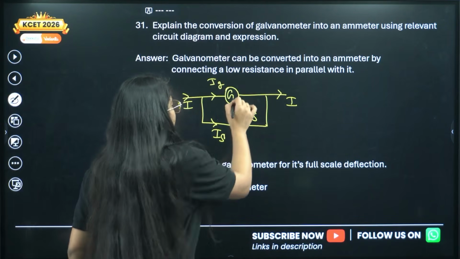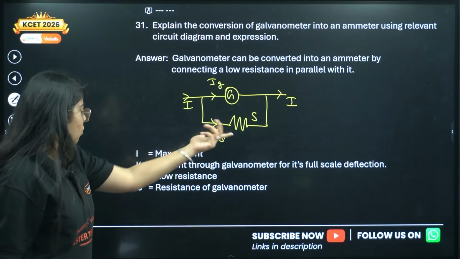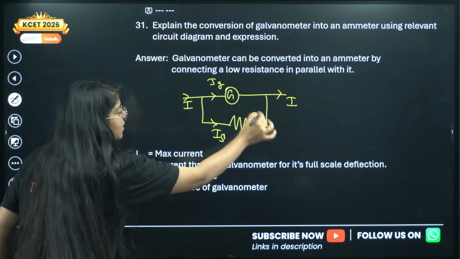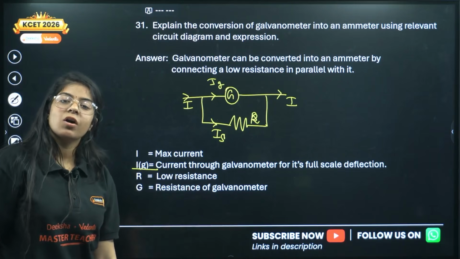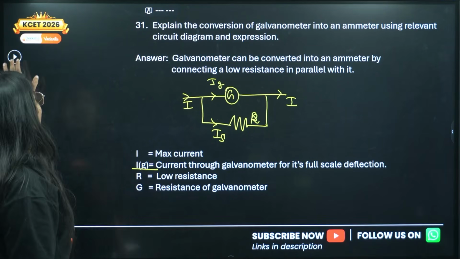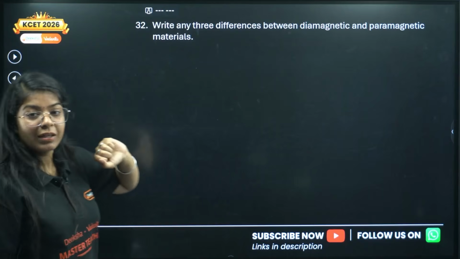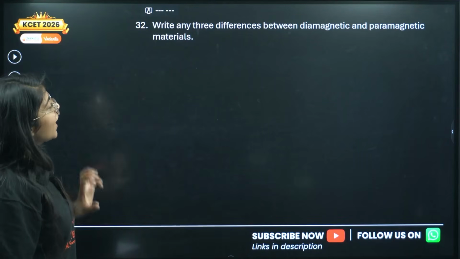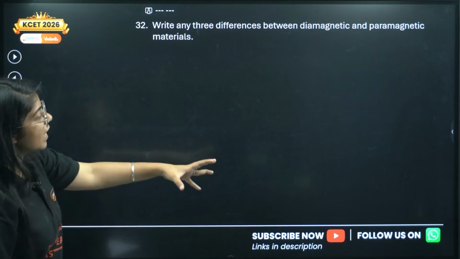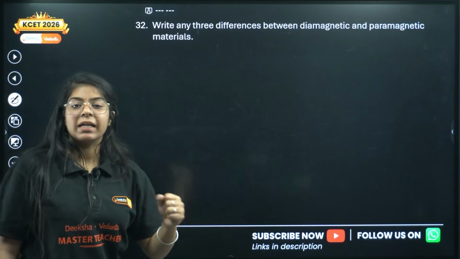This is the galvanometer, and R is a low resistance, or S, whatever, a low resistance, and G is the resistance of the galvanometer. We are already done with 31 questions and it's just been 30 minutes. Write any three differences between diamagnetic and paramagnetic materials.